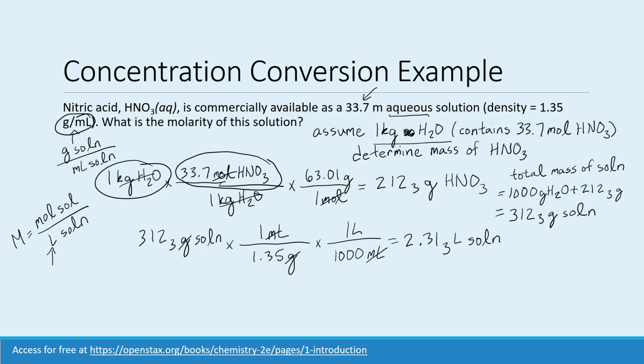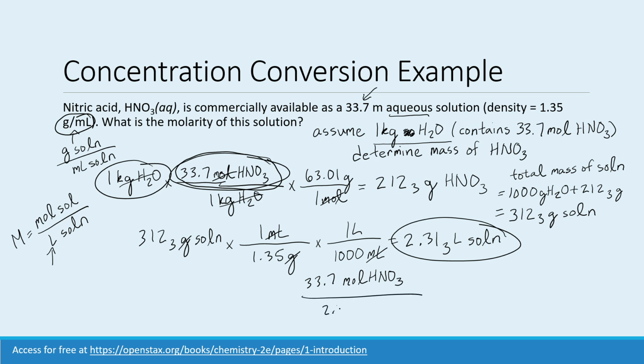I've found the liters of solution for that amount of solute. And so I can simply divide those two numbers out, right? We need this number as well as the 33.7, and then we can determine the molarity. So 33.7 moles of nitric acid out of 2.313 liters of solution. And we want to round this to 3 significant figures, and that leaves us with 14.6 capital M for molarity.